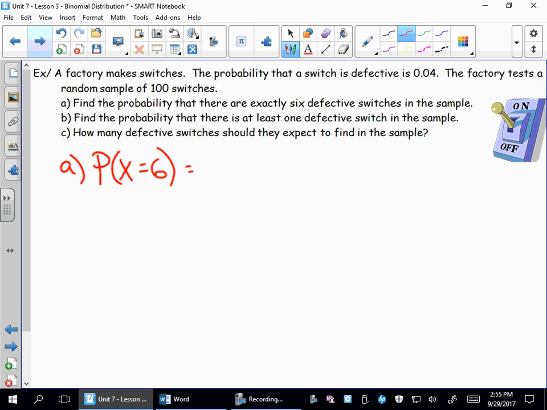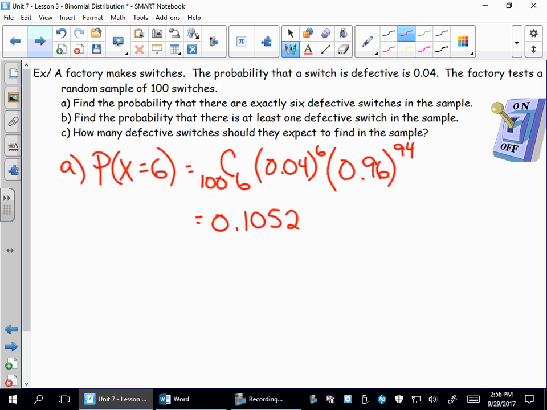My trials is the number of things I've tested. There was 100 of them. I want to find 6 defective ones. The likelihood of defectiveness is 0.04. I want that to happen 6 times. The likelihood of not defective would be the opposite, the complement, so 0.96. And I want that to happen 94 times. If you do it, you should get 0.1052.